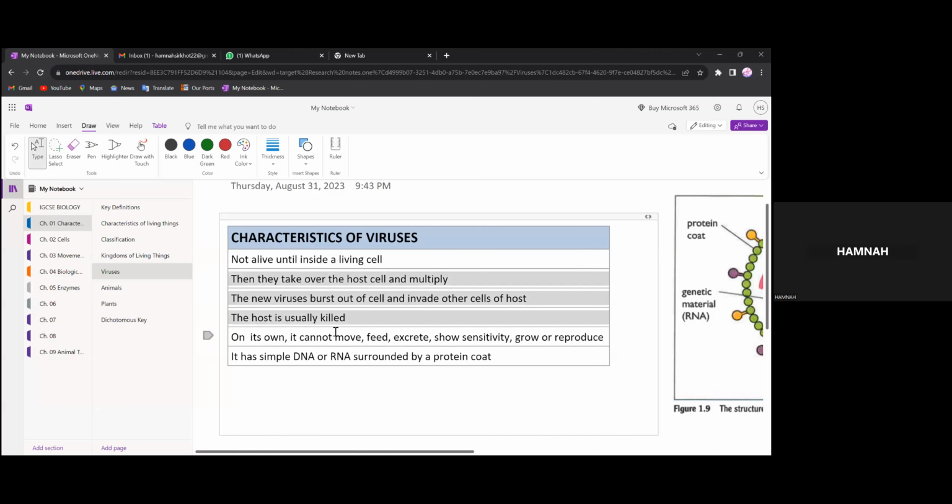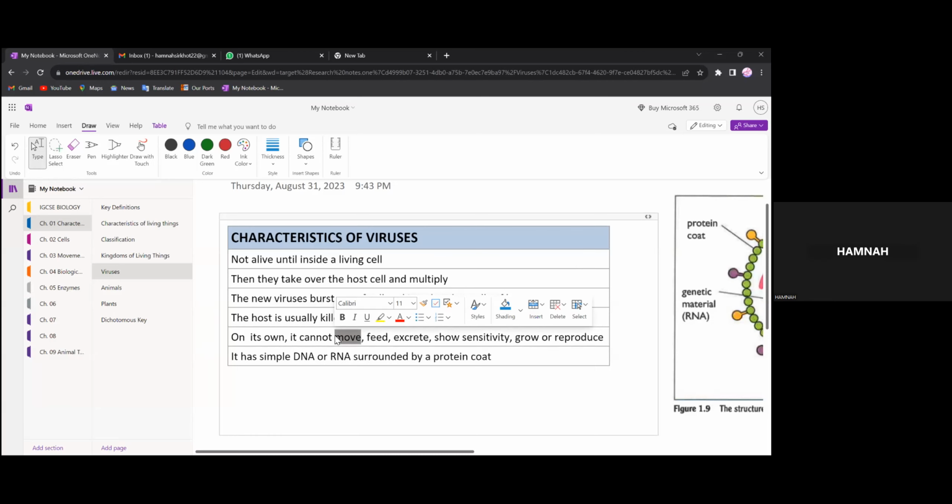Right? But outside on its own, it doesn't even move. It cannot even move. So whenever we say that you have a viral infection, you have a flu, or anything, that virus got into your body through air, through wind. It wasn't even moving on its own. So it doesn't move or feed or excrete or show sensitivity, grow or reproduce.